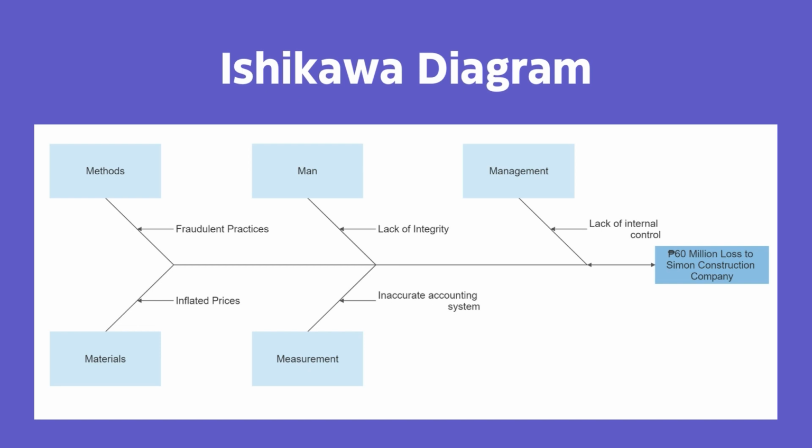Third is management, which includes lack of internal control by Simon. Fourth is materials, which includes inflated prices due to the actions of John. And lastly, measurement, which includes the inaccurate accounting system because the regular audit was removed by John. All this causes the main problem, that is the 60 million pesos loss to the Simon Construction Company.